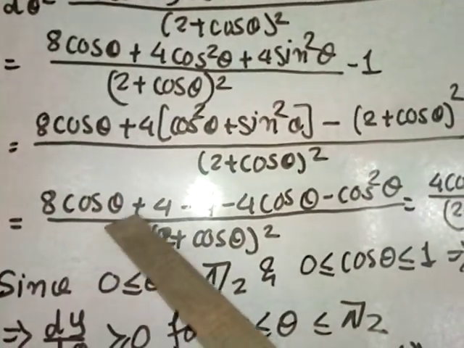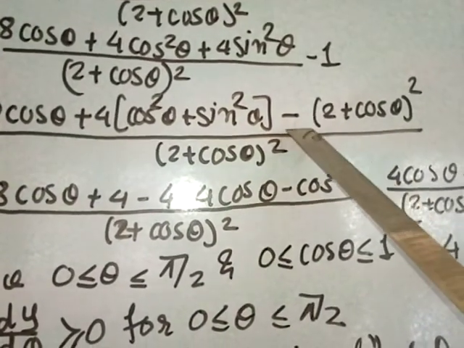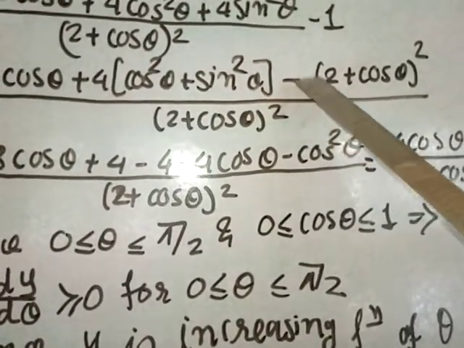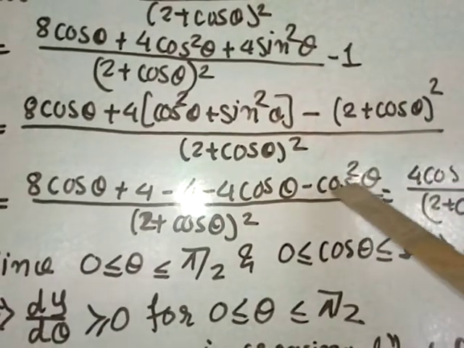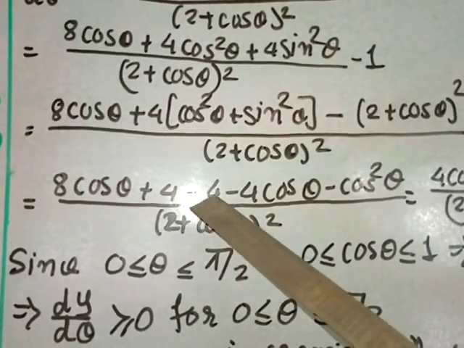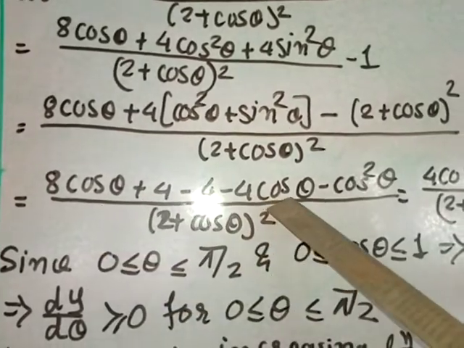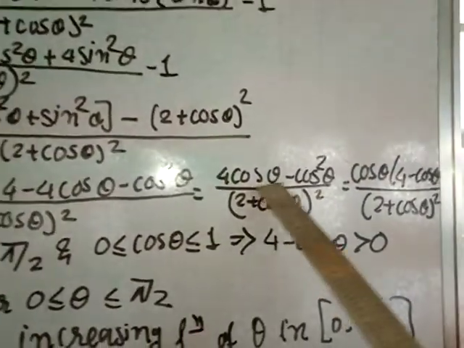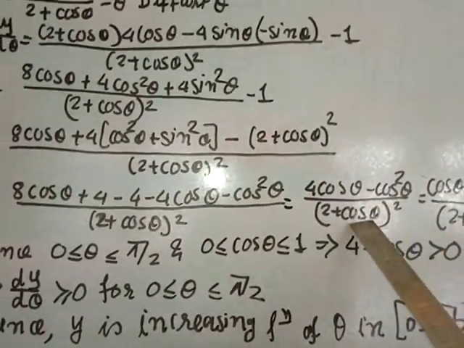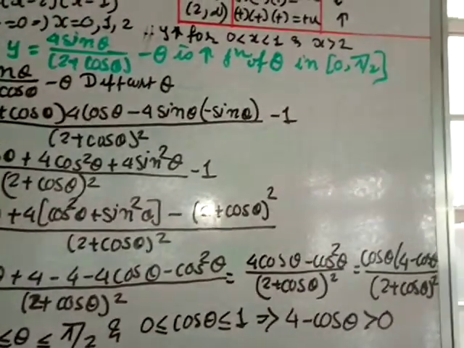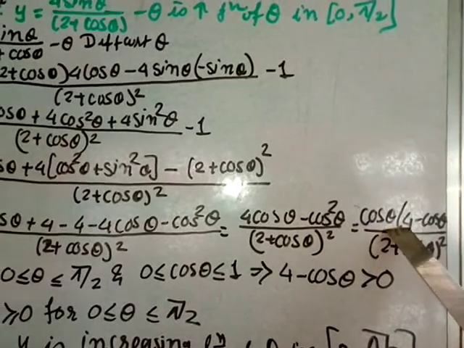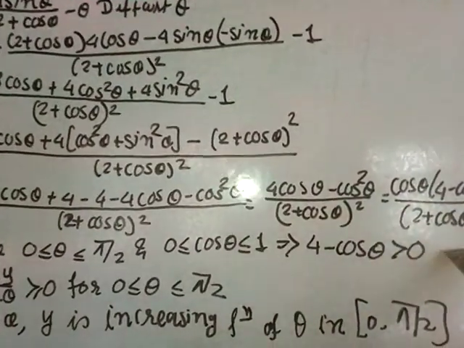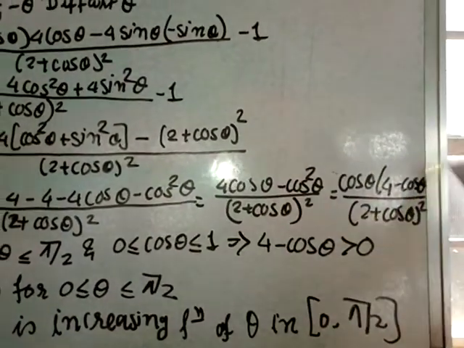So here 8 cos theta plus 4, this I am expanding, keeping in mind this negative sign, so 2 square is 4, minus middle term 4 cos theta, minus cos square theta. So 4 plus 4 minus cancel, 8 cos theta minus 4 cos theta will give you 4 cos theta minus cos square theta, denominator as it is. Then from here you take cos theta common, so you get 4 minus cos theta divided by (2 plus cos theta) whole square. Okay, this is what you get.